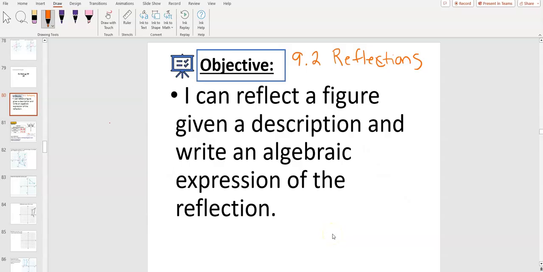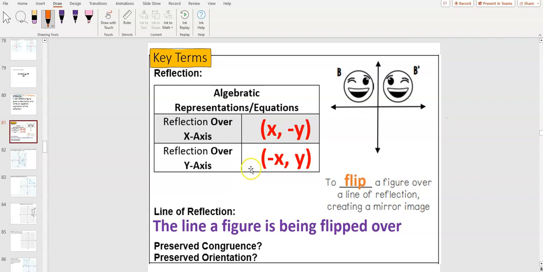All right, ladies and gentlemen, we are looking at 9.2 reflections. Our objective is to reflect a figure given a description and write an algebraic expression of the reflection. So here are our notes on our new vocabularies. A reflection is a flip over the line of reflection, which creates a mirror image.